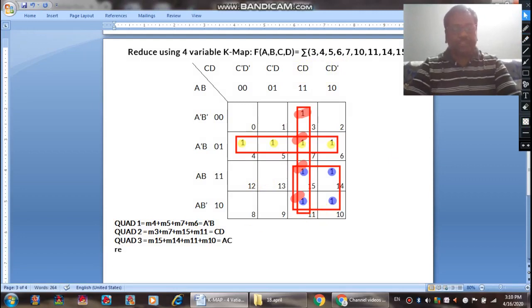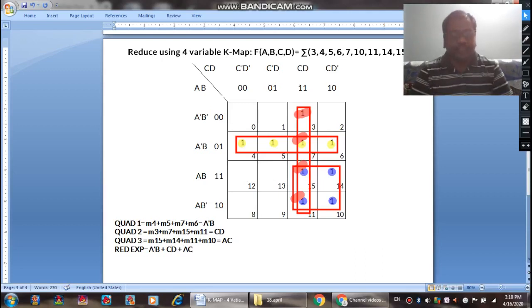Therefore the reduced expression will be equal to A bar B plus CD plus AC. This is your answer for the third question. This is the answer for the third question.